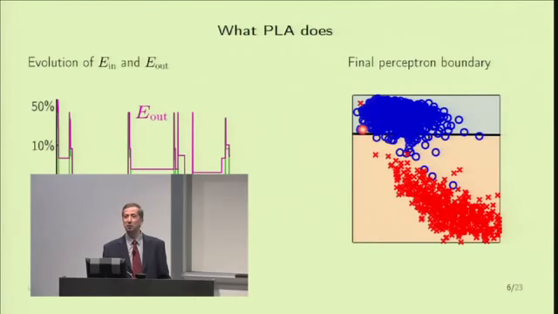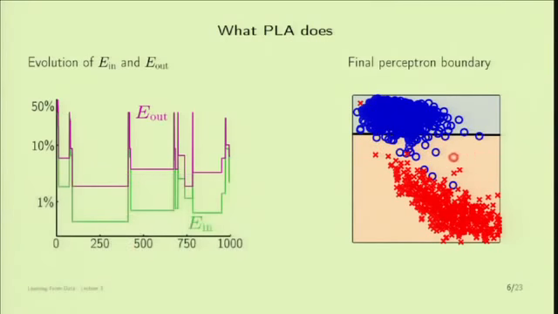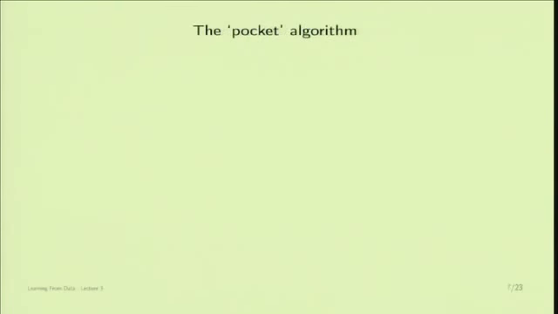It's too deep into the blue region. You would have been better off doing this. And the chances are maybe earlier guys that had better in-sample error will do that. But that's what you have to live with if you apply the perceptron learning algorithm. So now we go and try to modify the perceptron learning algorithm in a very simple way.